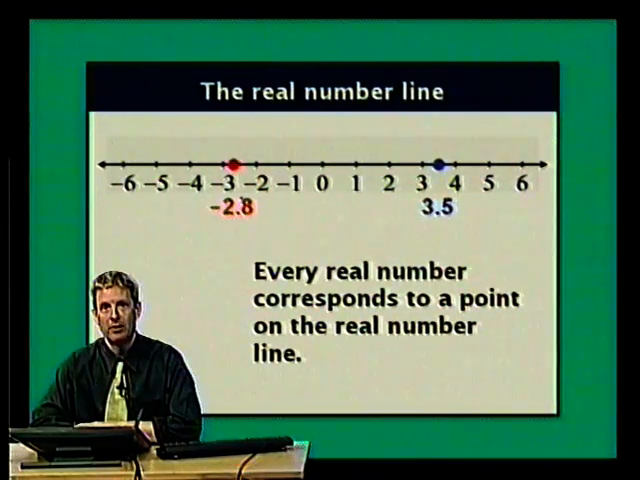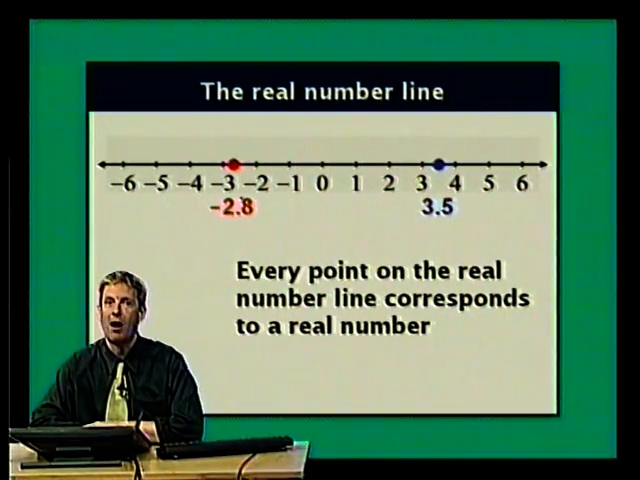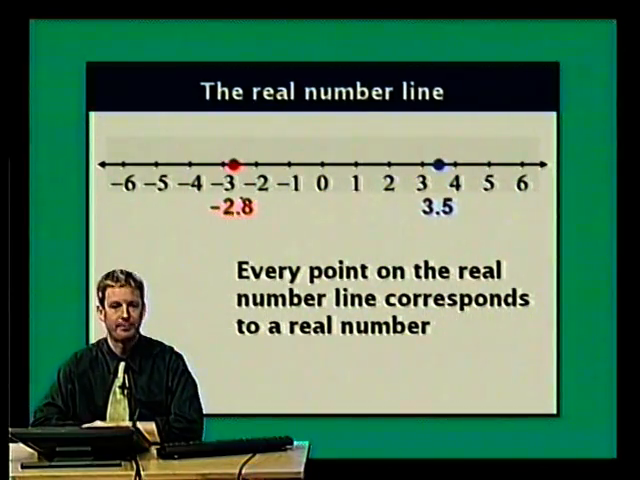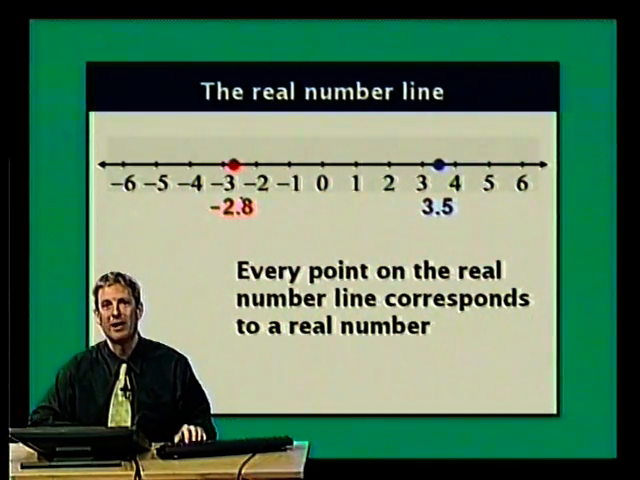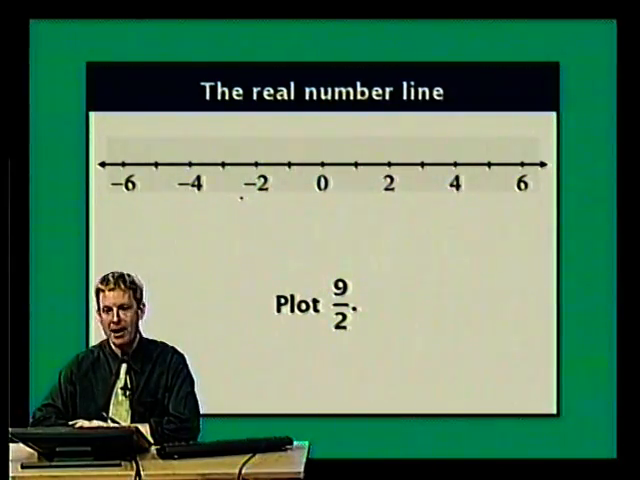Every real number corresponds to a point on the real number line. And every point on the real number line corresponds to a real number. Let's plot some more points on our number line. Let's plot the point 9/2.